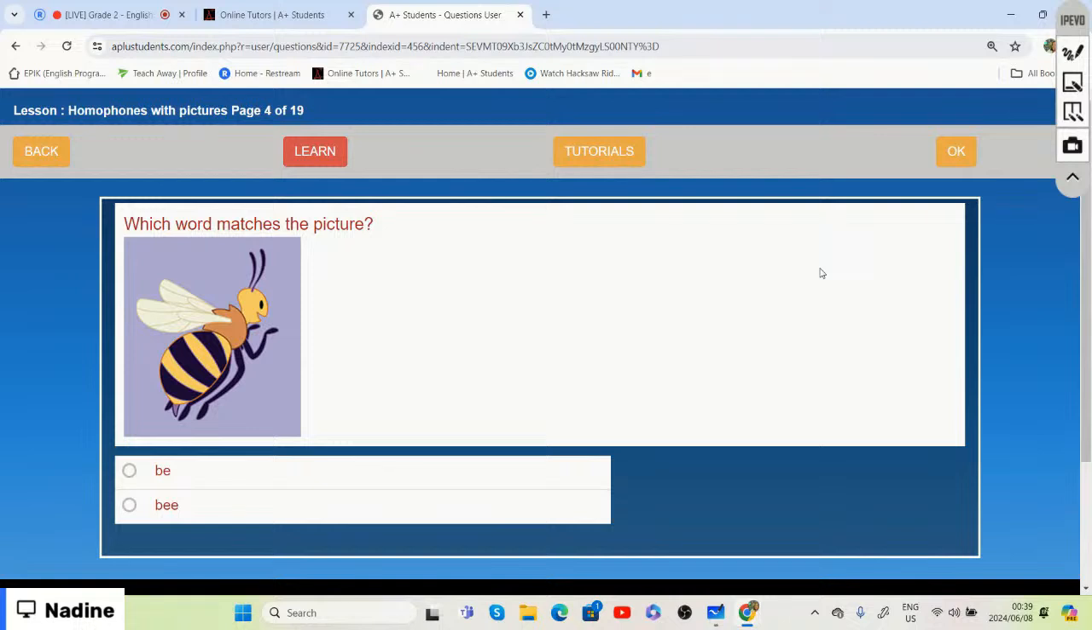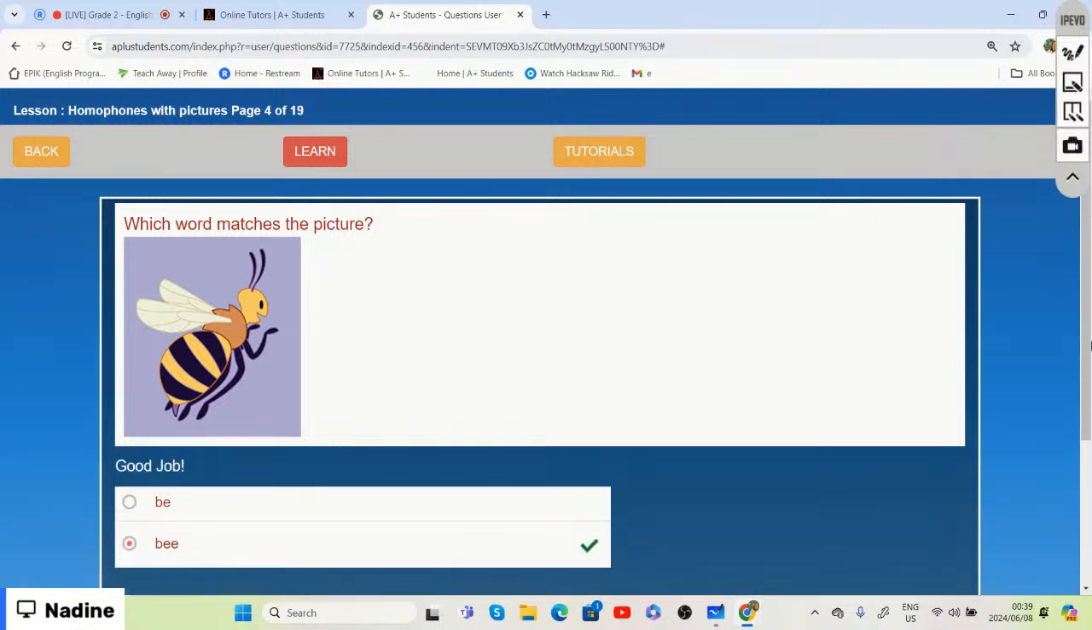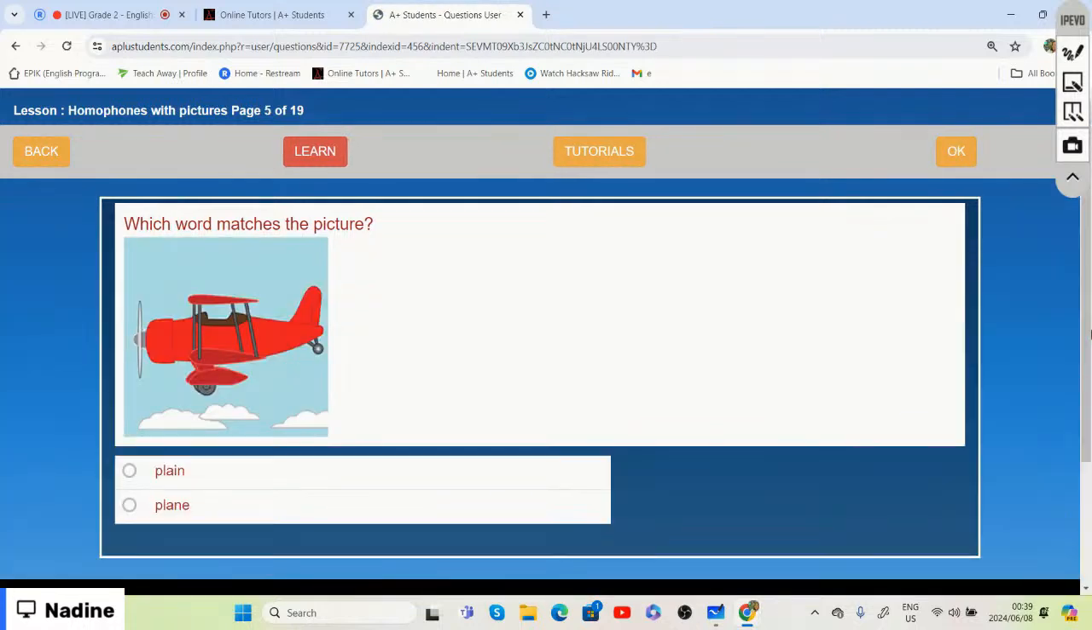All right. And here we're going to look at the one with stripes, black and white. It is an insect, which is a bee, right? Yes, second option. If we look at the next one, we have plain, right?